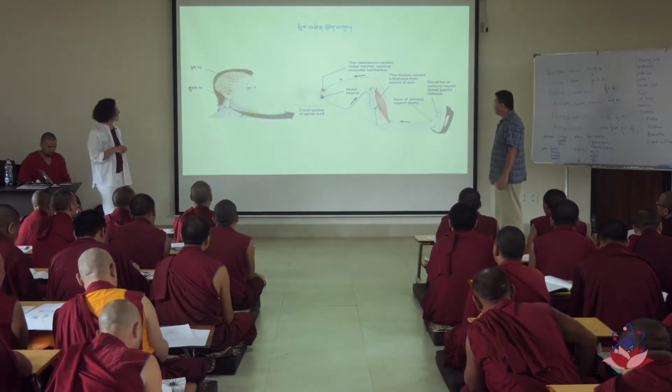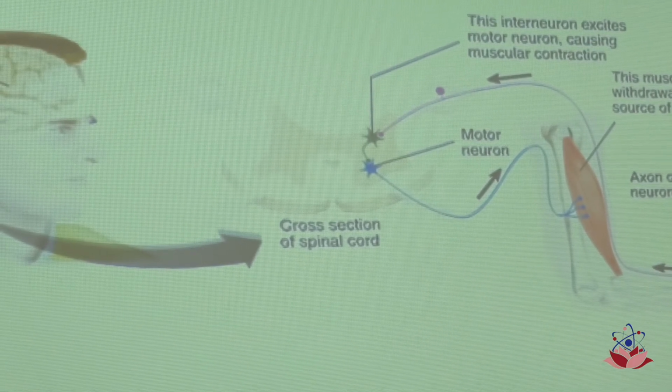So this is where the cell bodies reside in the spinal cord, so they're more to the center.